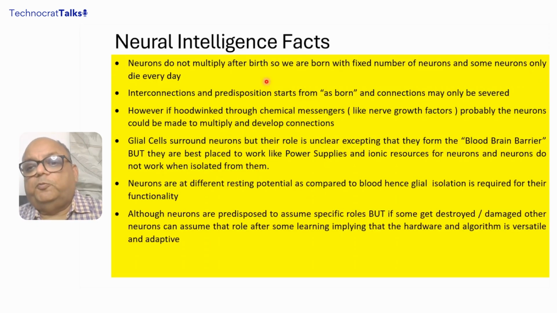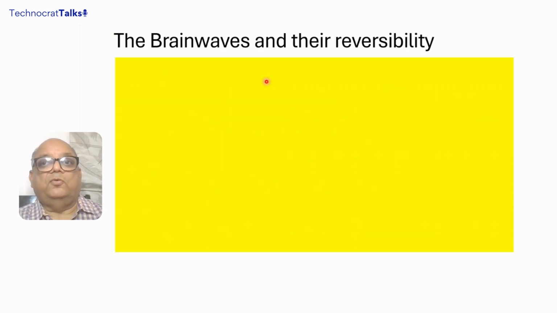Although neurons are predisposed to assume certain specific roles based on the association areas that I have shown, if some get destroyed or damaged due to some accident, other neurons can assume that role after some learning, which means that the hardware and algorithms are versatile and adaptive. Neurons can always adapt and form a team, and within the team allocate resources depending on what is available, what is functional and what is not. So there is a kind of plasticity in neural behavior. If a certain part of the brain gets destroyed, the other parts substitute the function.